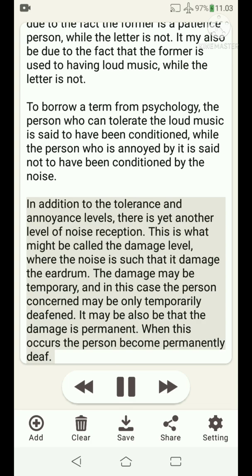In addition to the tolerance and annoyance levels, there is yet another level of noise reception. This is what might be called the damage level, where the noise is such that it damages the eardrum. The damage may be temporary, and in this case the person concerned may be only temporarily deafened. It may also be that the damage is permanent. When this occurs, the person becomes permanently deaf.